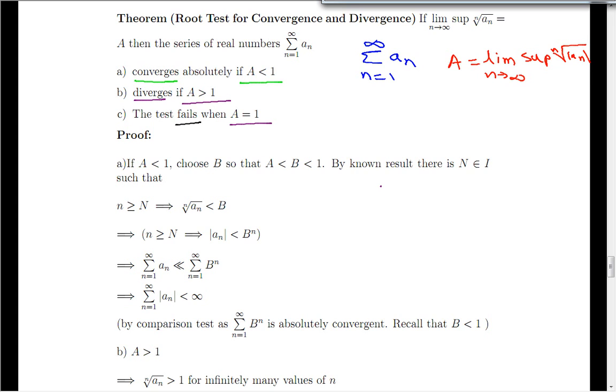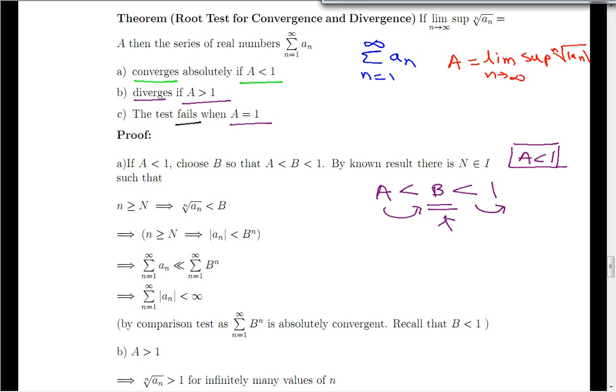So let us see proof of these results one by one. First, A is less than 1. In first case, our hypothesis is that A is less than 1. So choose a real number b such that A is less than b and b is less than 1.